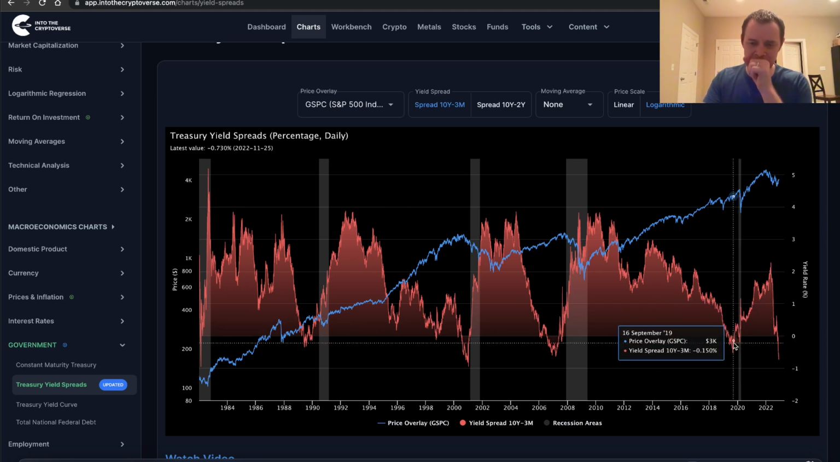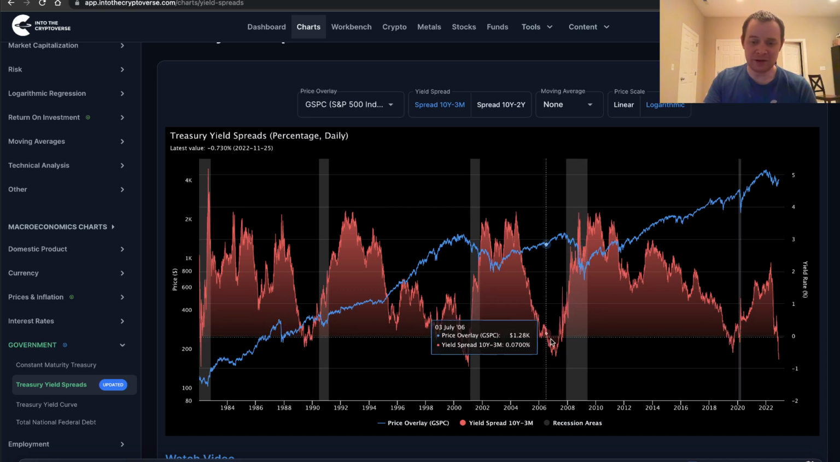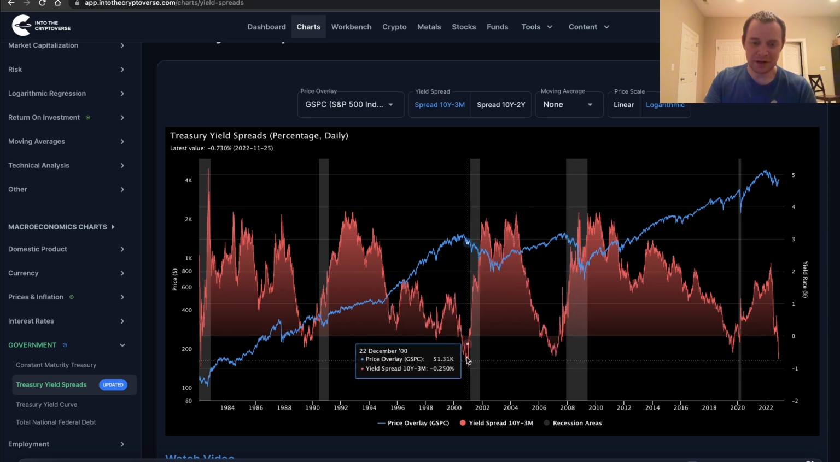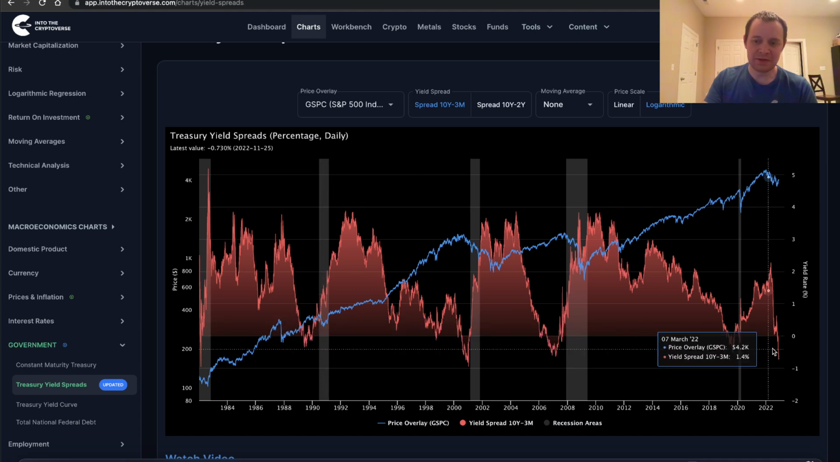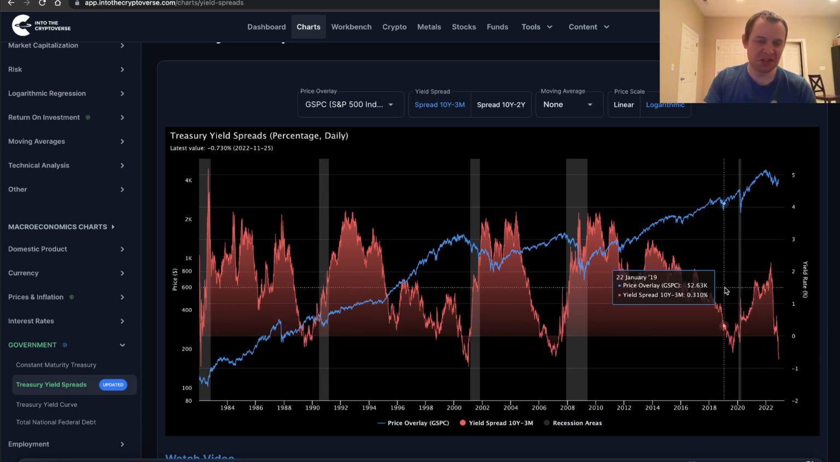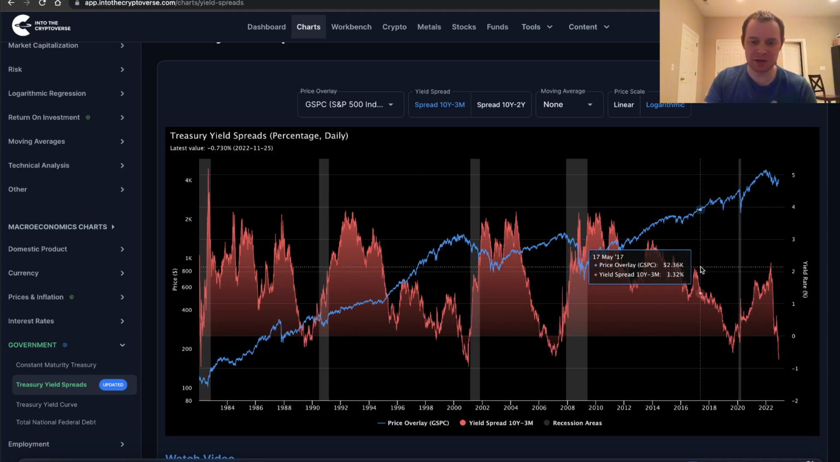But you can see it. You can see in 2019, we had a recession in 2020. It inverted here in 06, 07. We had a recession in 2008. It inverted over here in 2000. We had a recession in 2001, and so on and so forth. Right, 89, we had a recession in 1990. It's inverted in 2022. Decent chance we're going to have a recession in 2023.